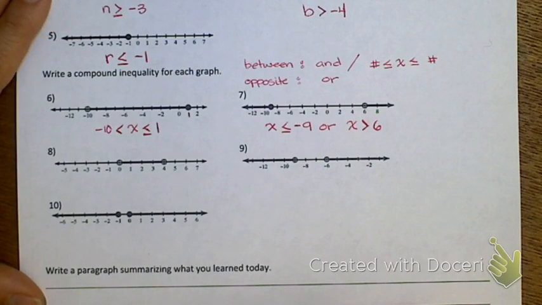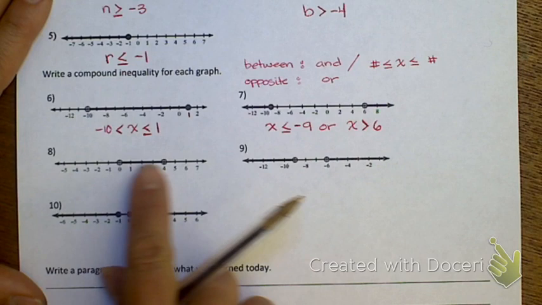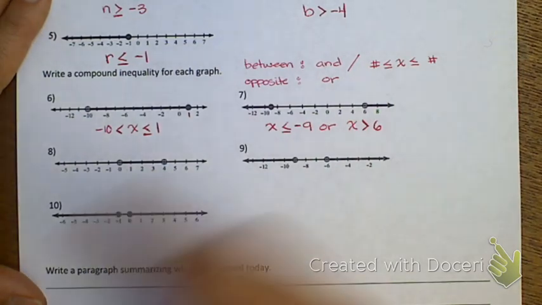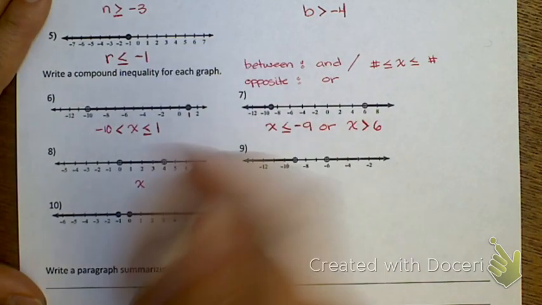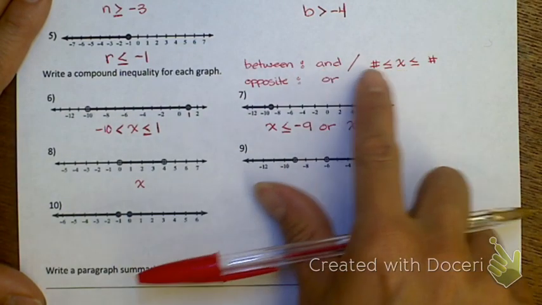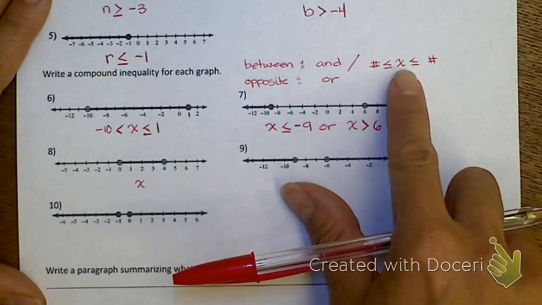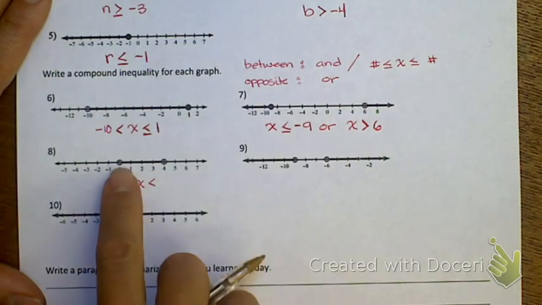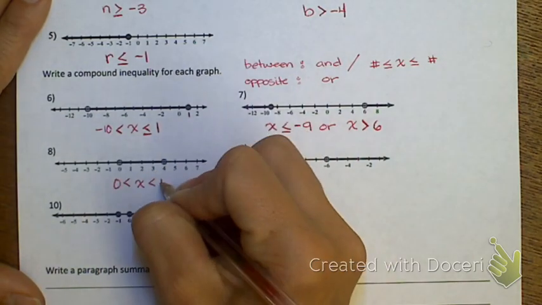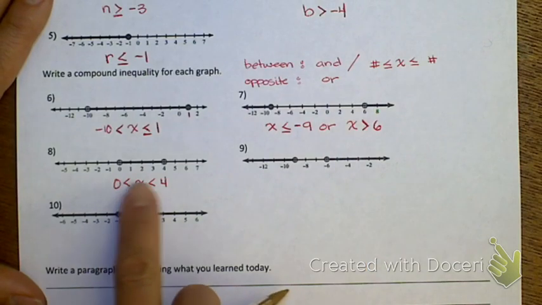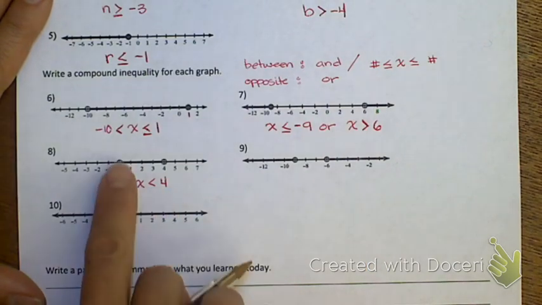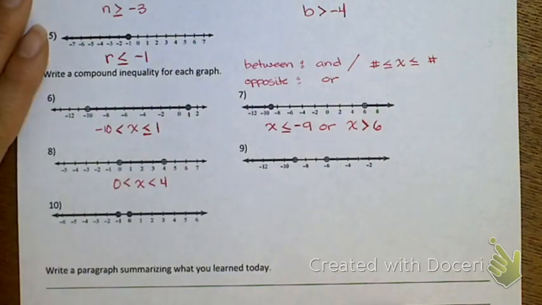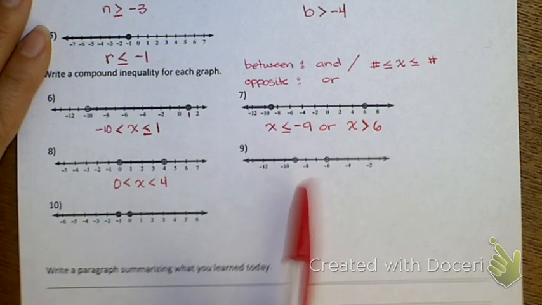Okay, on problem number 8, it looks like I have my shading is in between 2 points. Both of the points are open circles. Okay, so let's go ahead and write my compound inequality. Because it's between, it's an and inequality, so I can write it like this. So I'm going to go ahead and write that x is between 0 and 4. Now, do either of these inequality symbols need a line? No, because both of them are open. Alright, let's take a look at number 9.